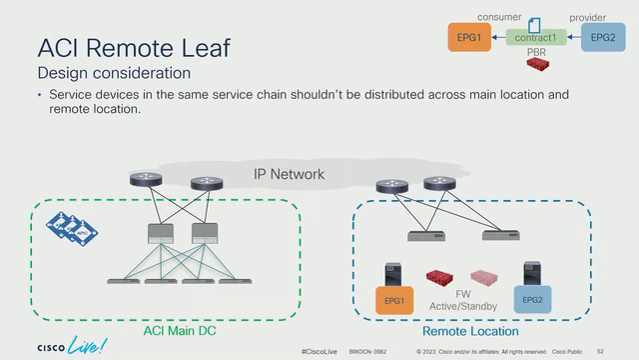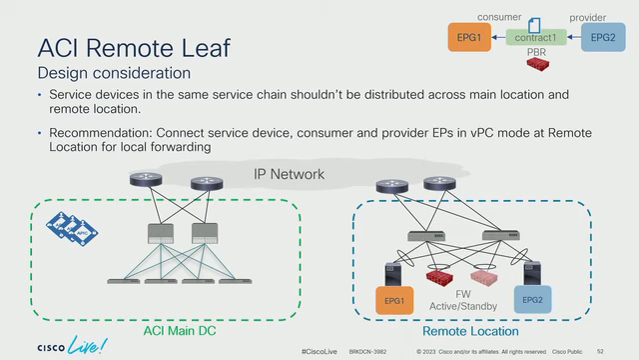There are two important design considerations for remote leaf with service insertion. First of all, active standby service devices in the same service chain must be in the same location. So we cannot distribute them across main and remote location. That's a requirement, so that we don't have to think about asymmetric traffic, because both are in the same site, same location. And the second design consideration, actually this is a recommendation, is that VPC instead of orphan port is recommended to connect the firewall in the remote location. I'm going to explain the reason in a couple of slides.